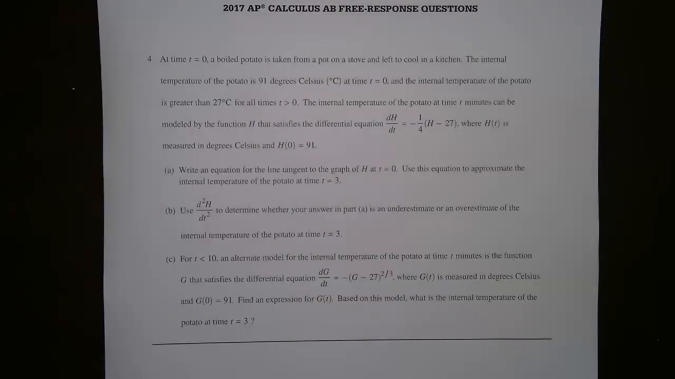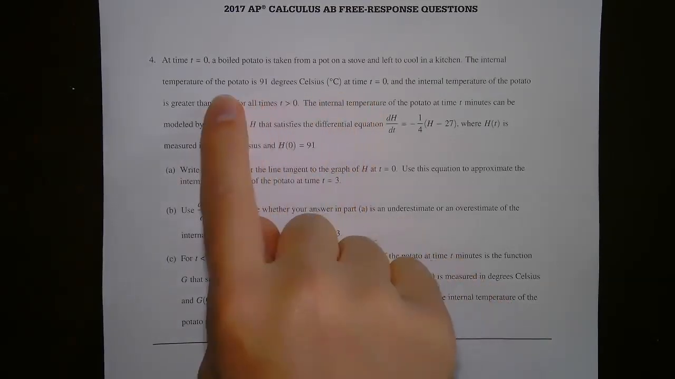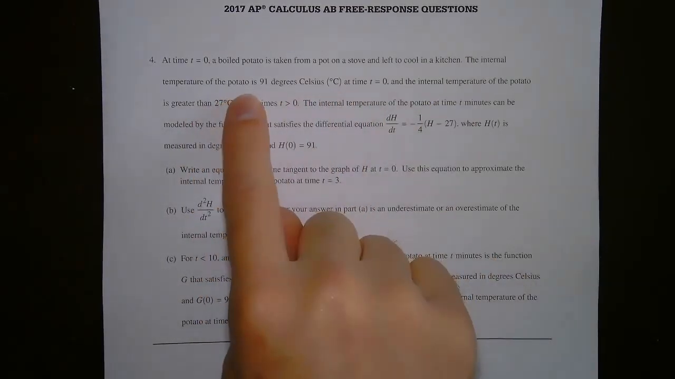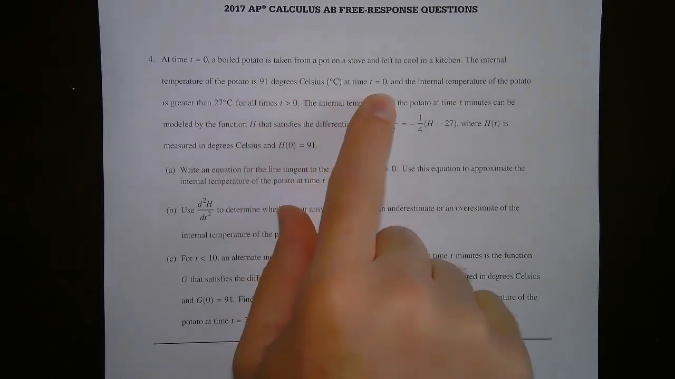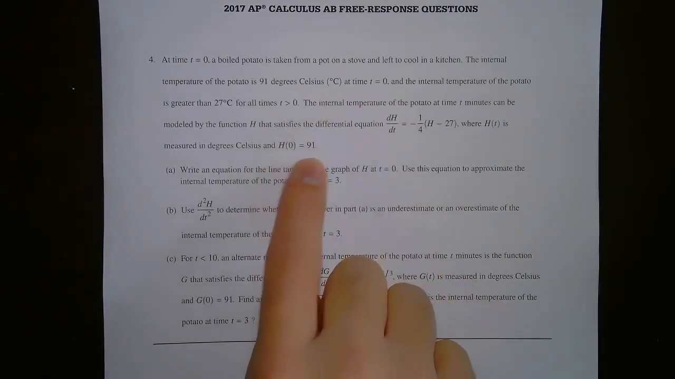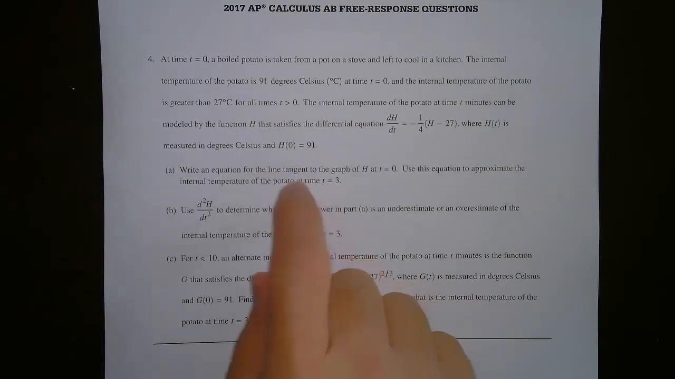For the 2017 AP Calculus AB free response number 4, this deals with a situation where you're taking a boiled potato from a pot that's in the kitchen and it's cooling, right? And they're giving you the initial temperature is 91 degrees Celsius. Now they actually tell you this a couple places. Okay, so here, the internal temperature of the potato is 91 degrees at time t equals 0, but they also say it right here. So there's 2 places they tell you that.